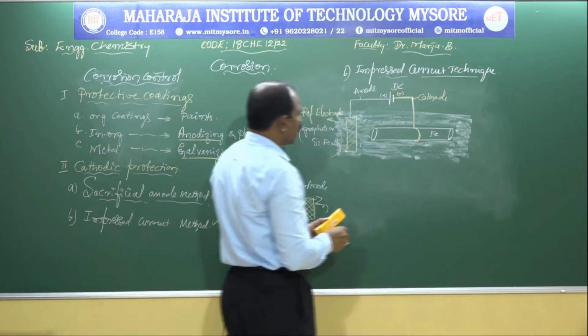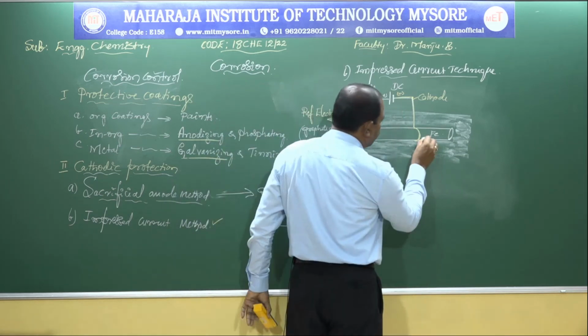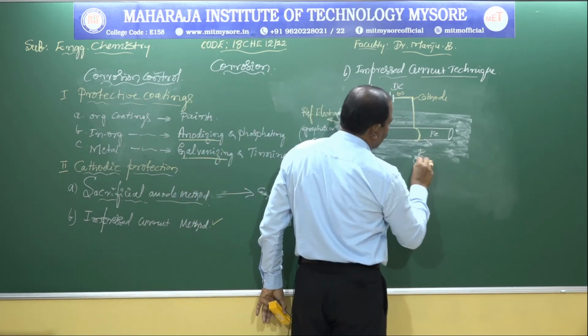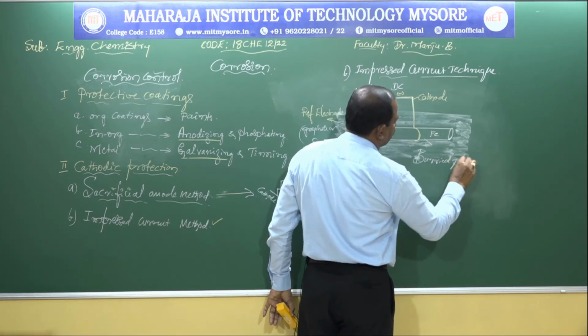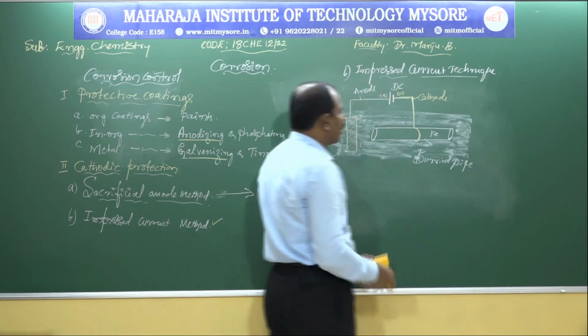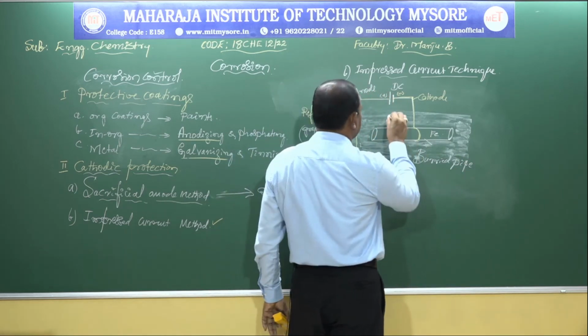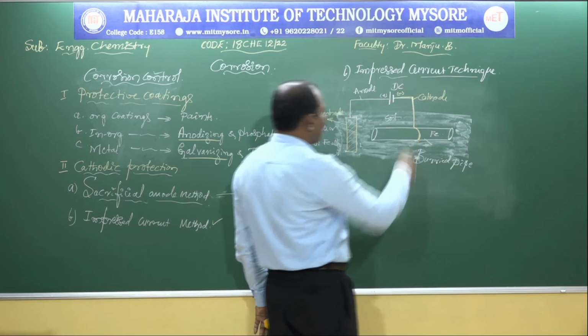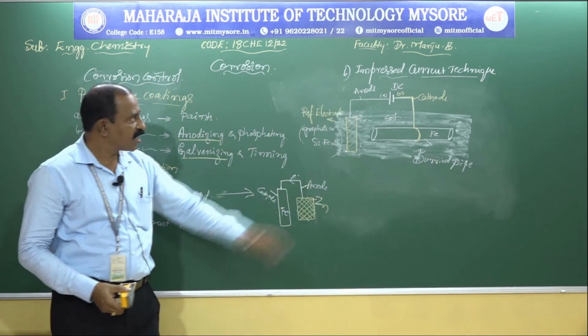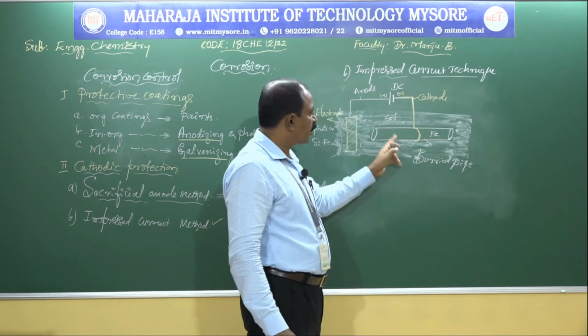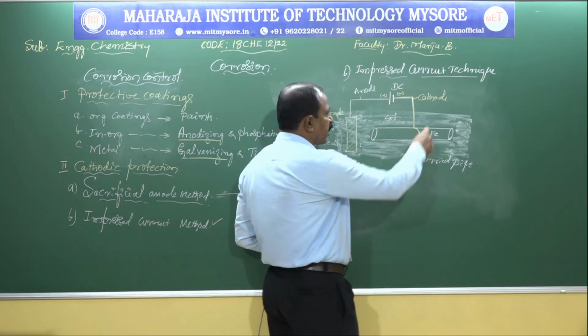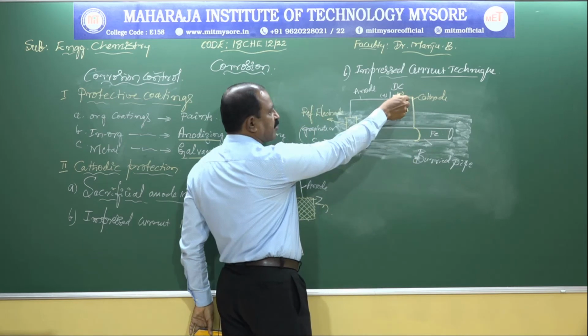Now by applying the electric current. This is the buried pipe, the buried iron pipeline inside the soil. Now this is the soil. Now apply the electric current. What happens here? In this method, you can easily make the base metal, iron metal, the cathode when you connect it to the negative terminal.